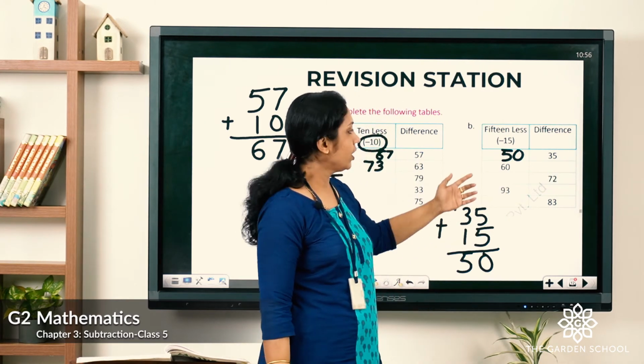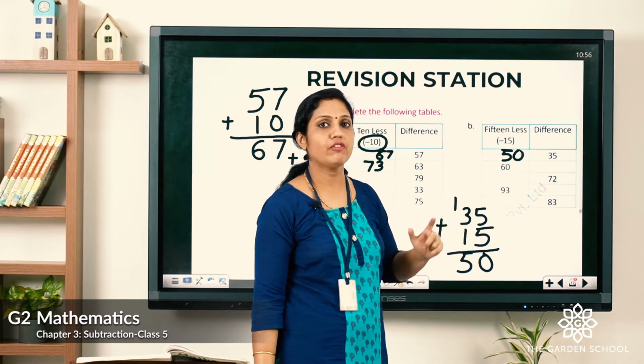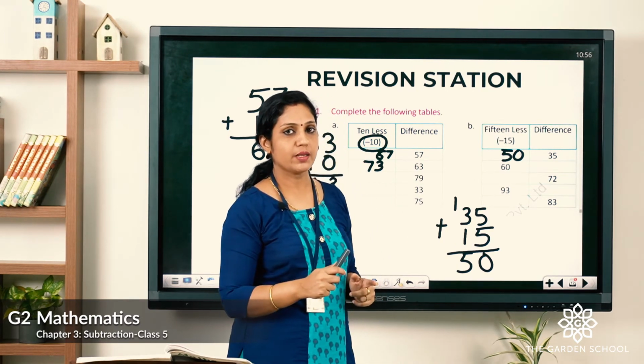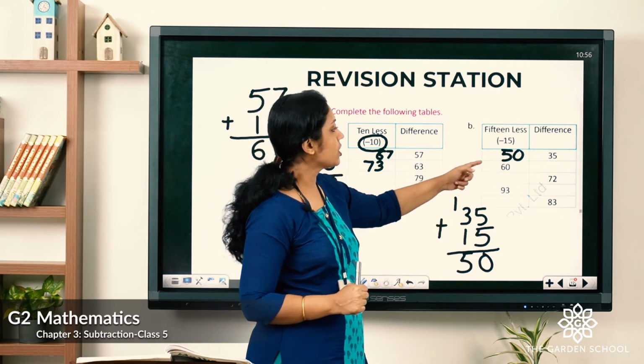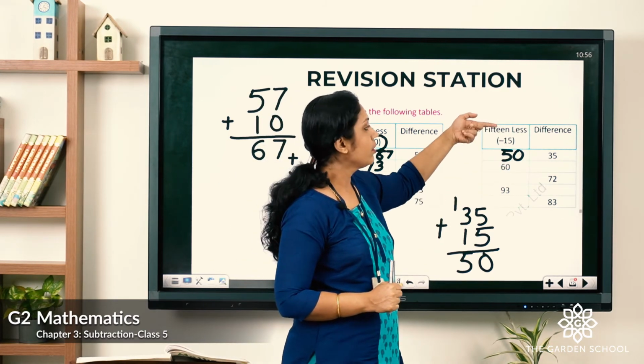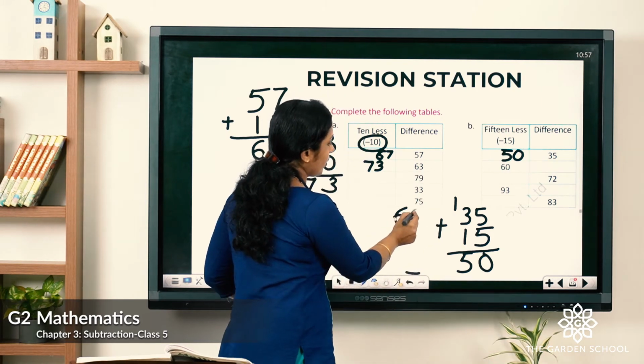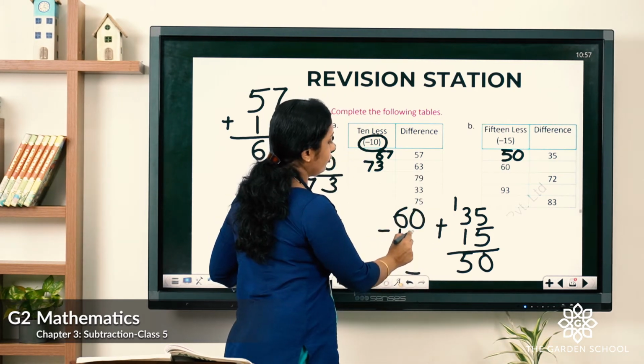Let's check the second one. We have the minuend. We have to find out the difference. For finding out the difference, minuend minus subtrahend is the difference. So 60 is the minuend, subtrahend is 15 and minus 15.